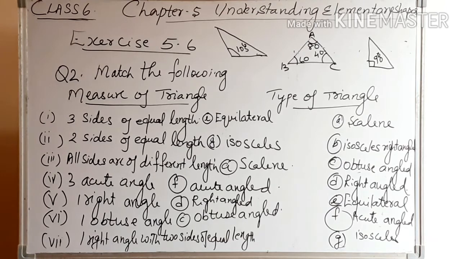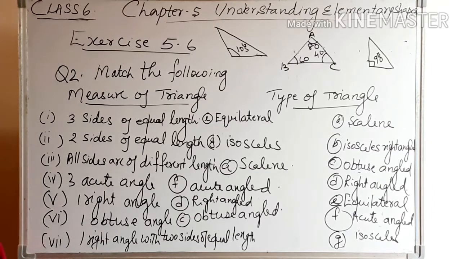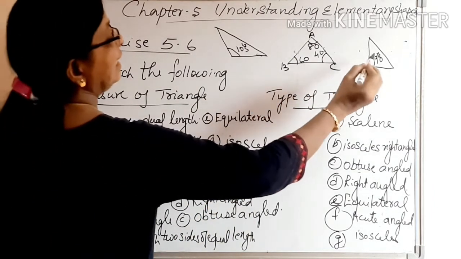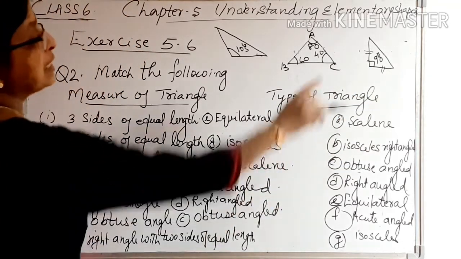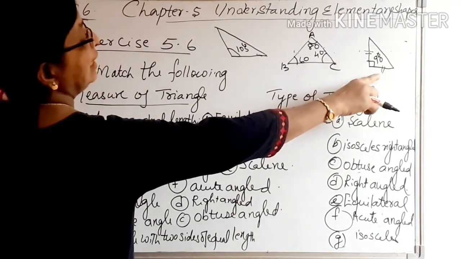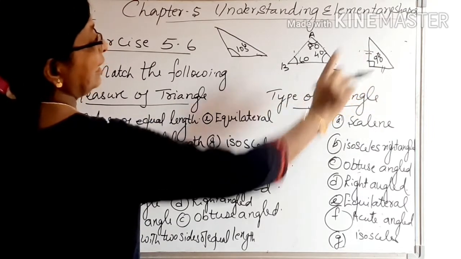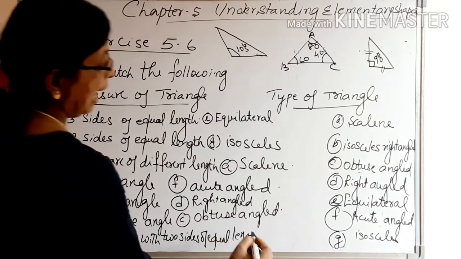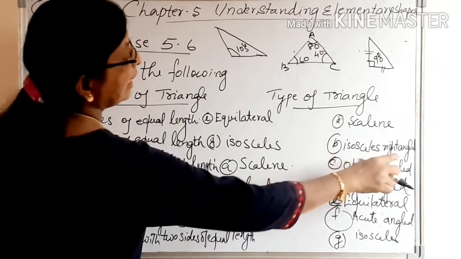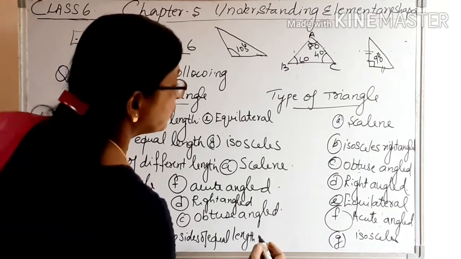The last one, 7. 1 right angle with 2 sides of equal length. This is 1 right angle triangle. These 2 sides are equal. If 2 sides are equal, then that triangle is said to be isosceles. 1 angle is 90 degree, therefore that is right angle also. Isosceles right angle triangle.